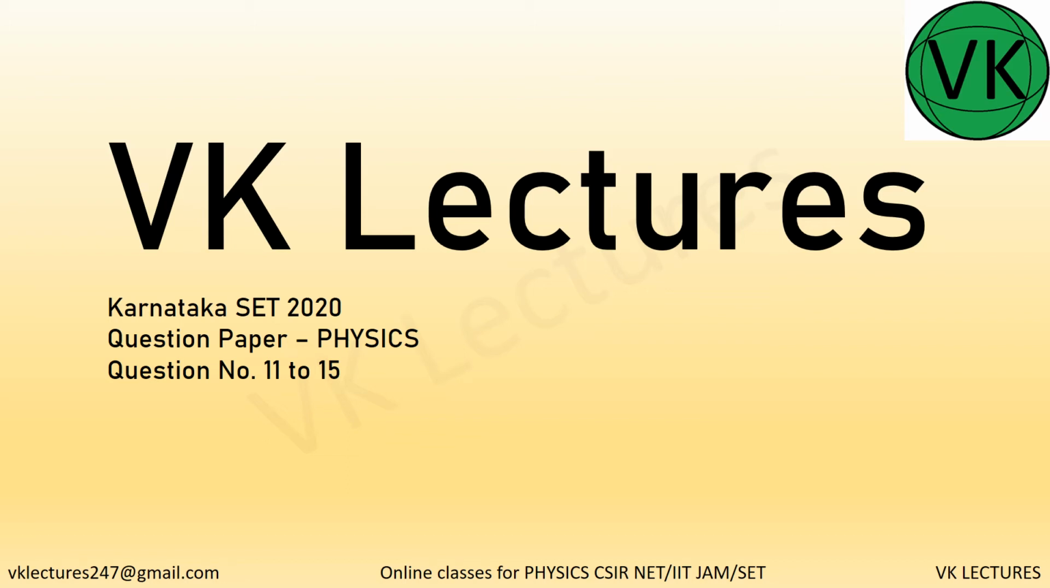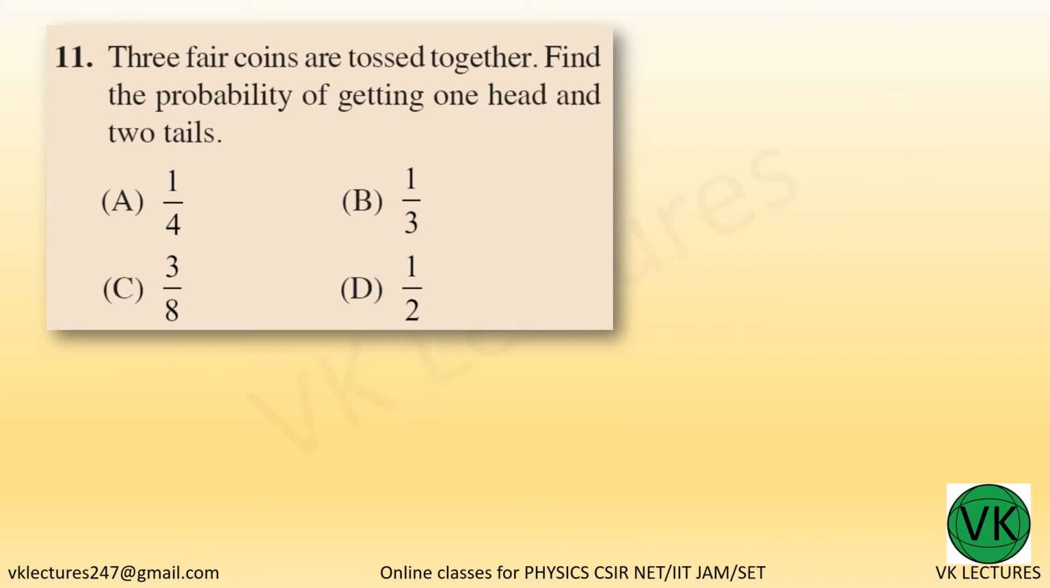This is the third lecture in our series where we are discussing the physics question paper of Karnataka SET 2020, and let us look into the 11th question. A simple question from probability. Three fair coins are tossed. Find the probability of getting one head and two tails.